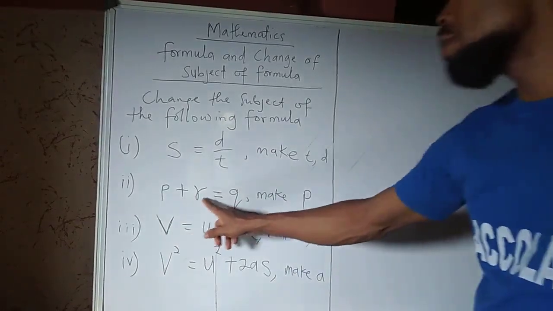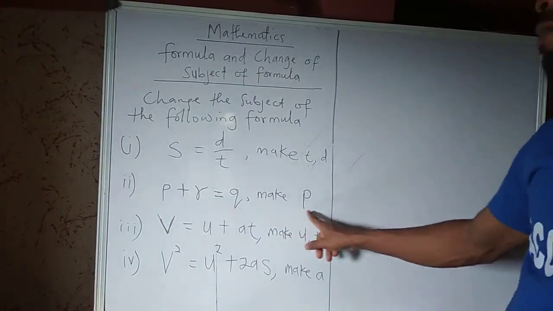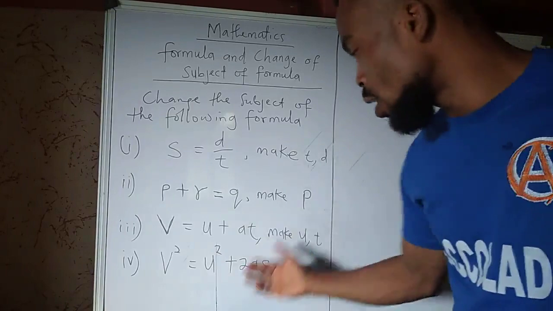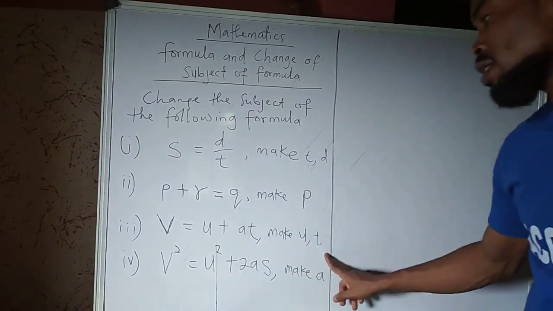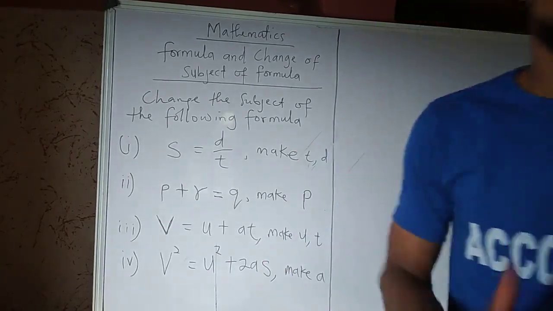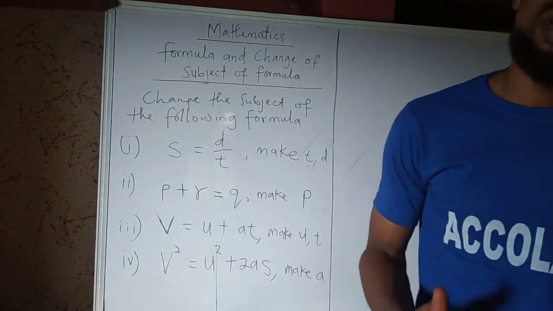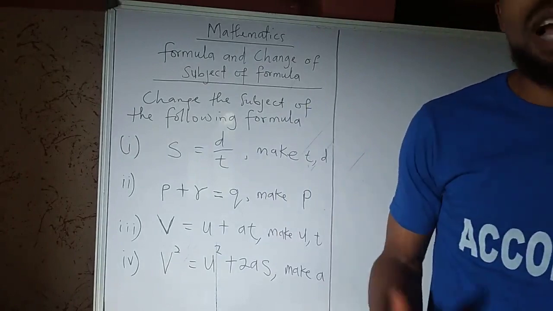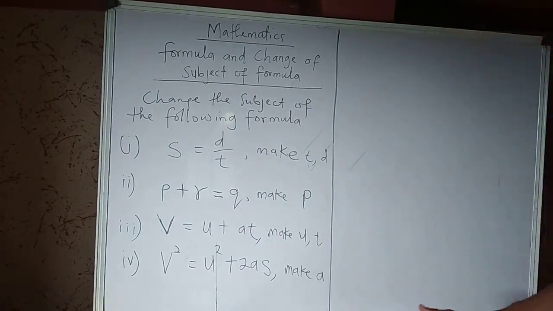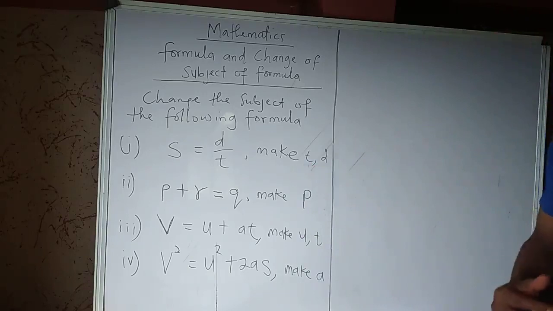Then here we have P plus R equals Q. Alright, so we're going to make P the subject of the formula. And of course, all those, you make U and T here, we make A here. Now, in changing the subject of a formula, we actually do it with our knowledge of the pattern by which equations are being solved. The way we solve equations is the way we go about changing the subject of the formula.